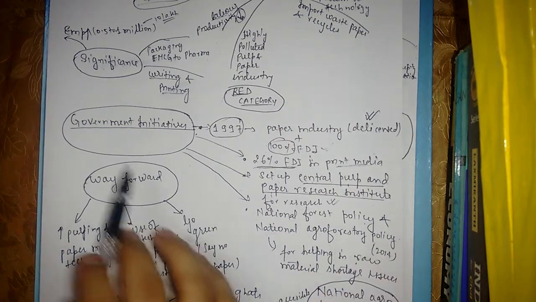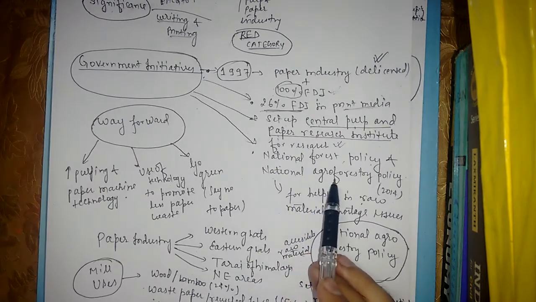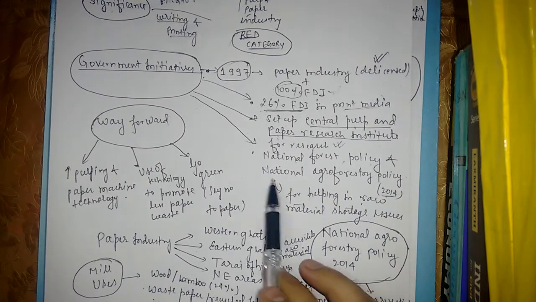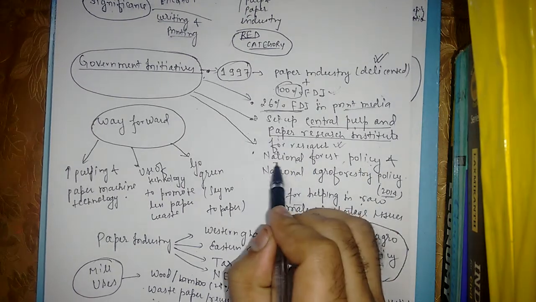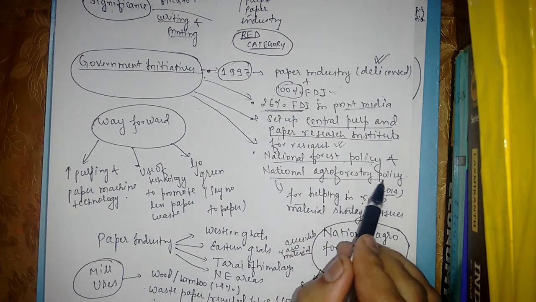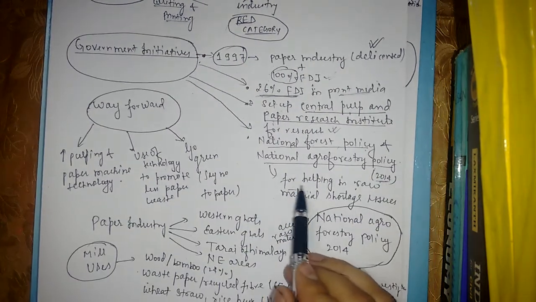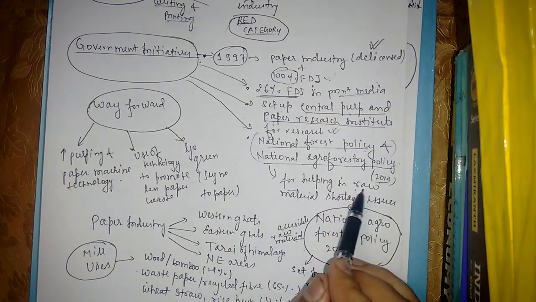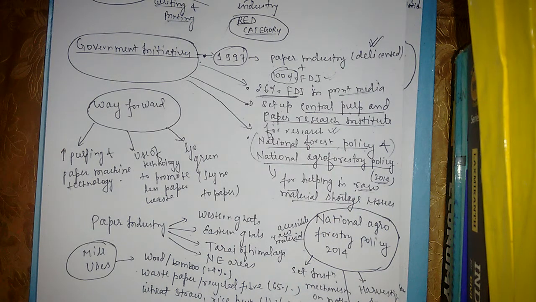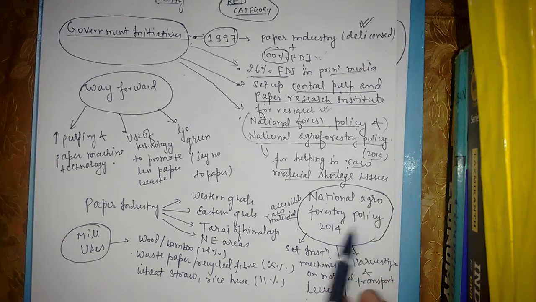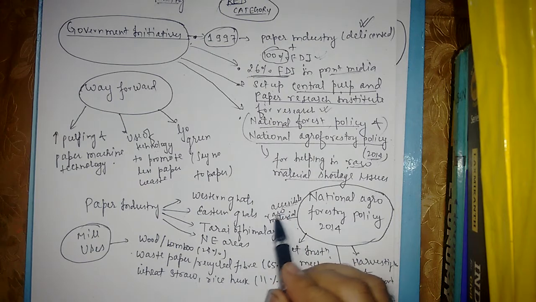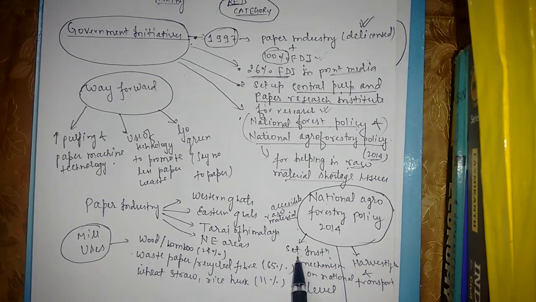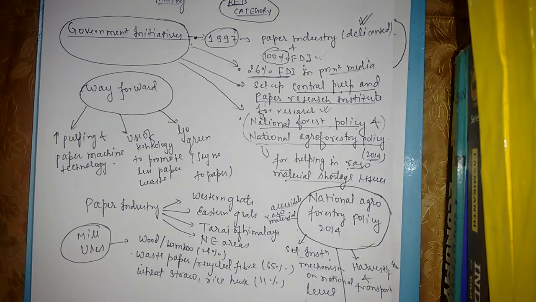The government started the National Forest Policy, NFP, and the National Agroforestry Policy in 2014, right? This helps with raw material shortage, because in India the raw material for the pulp and paper industry has decreased. So in the National Agroforestry Policy 2014, first of all, raw material is made accessible. Second, a national level institutional mechanism is set up.